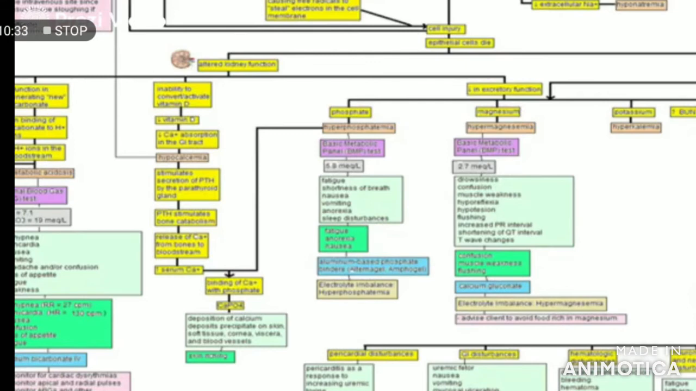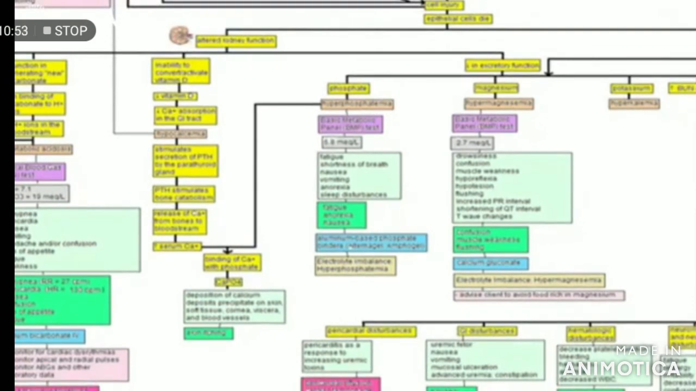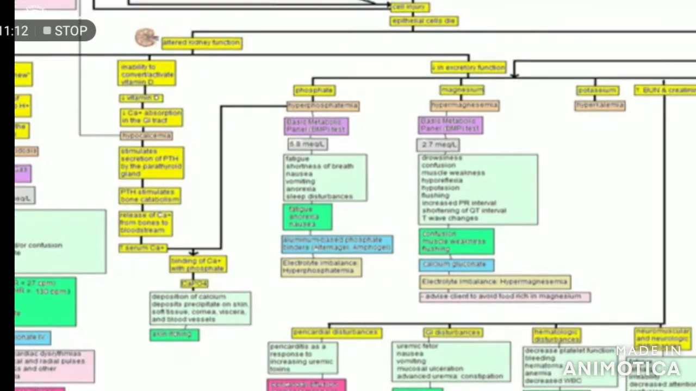For phosphate, the diagnostic test was a basic metabolic panel, and the result was 5 milliequivalents per liter. Ideal signs and symptoms would be fatigue, shortness of breath, nausea, vomiting, anorexia, and sleep disturbances. My patient experienced fatigue, anorexia, and nausea. Medical management would be aluminum-based phosphate binders. We have Amphogel and AlternaGEL. Nursing diagnosis would be electrolyte imbalance, hyperphosphatemia.